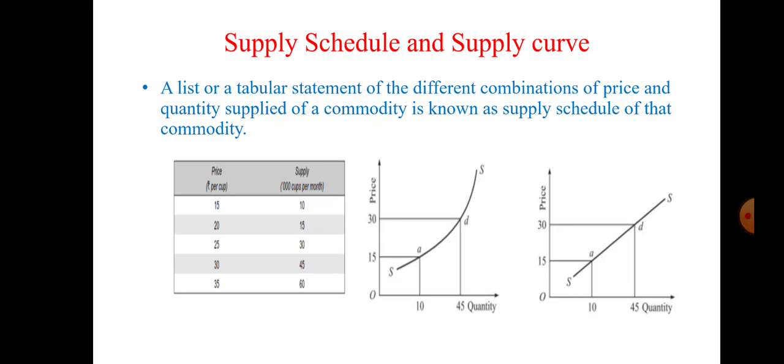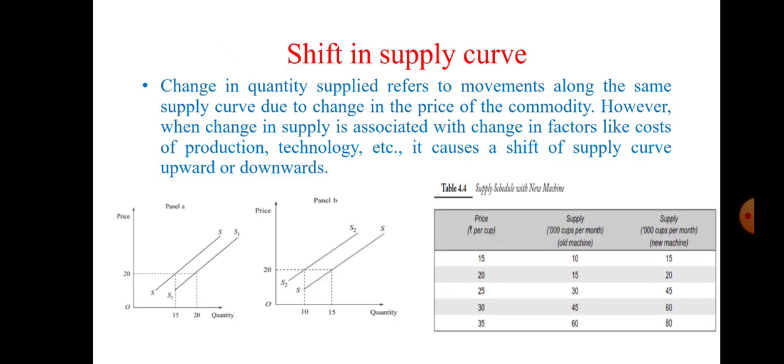And now let us understand what is supply schedule and supply curve. As like demand schedule and demand curve, whenever the supply quantity is represented in tabular form, it is called as supply schedule, and the same table when converted into a graphical representation is called as supply curve. And change in quantity supplied refers to the movements along the same supply curve due to change in price of the commodity.